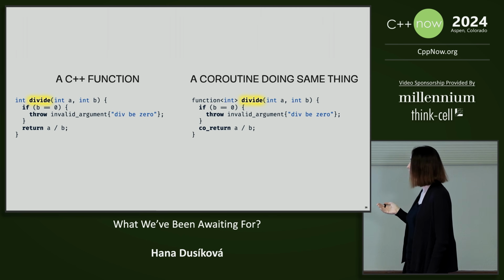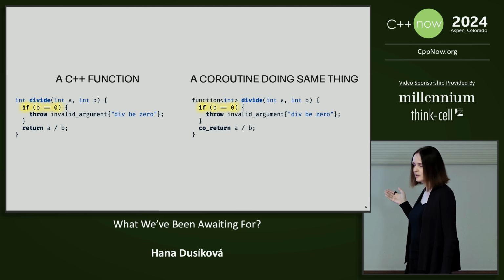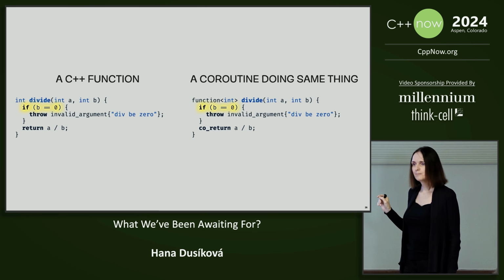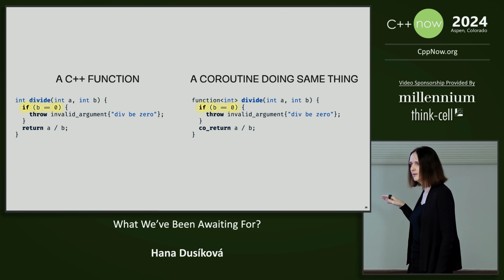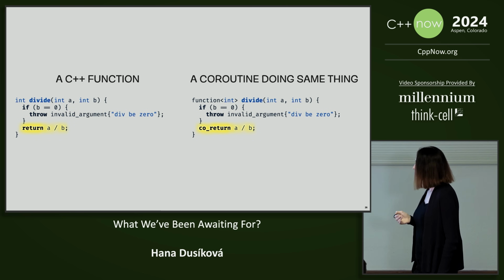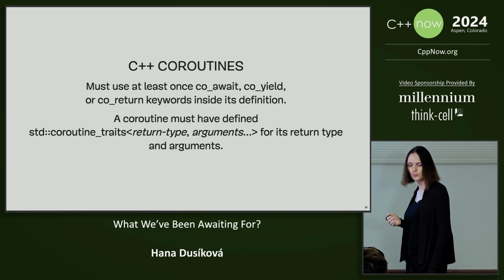We have a divide function. We will check for the zero. And the difference between a function and a coroutine is that the return type is different. In this case, I'm saying it's a function returning int. And we will define the function, how it should work, and return the result.